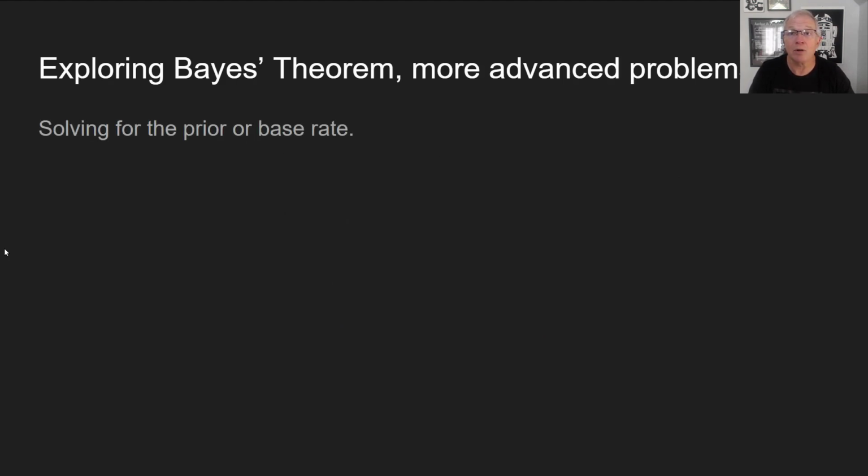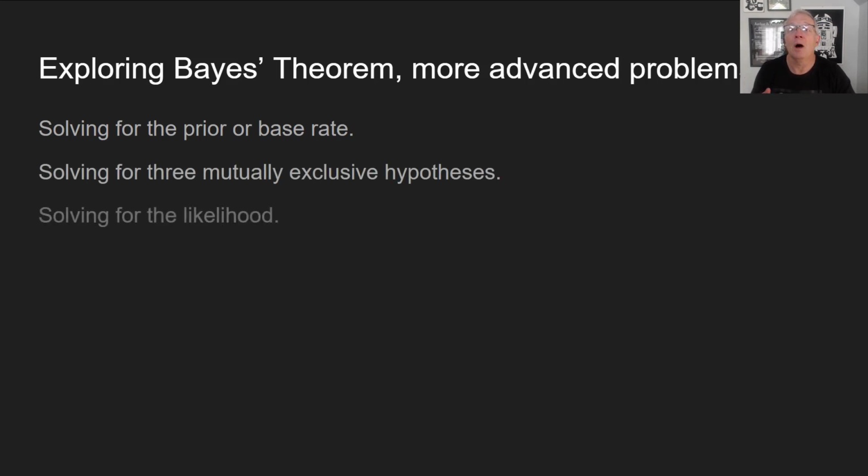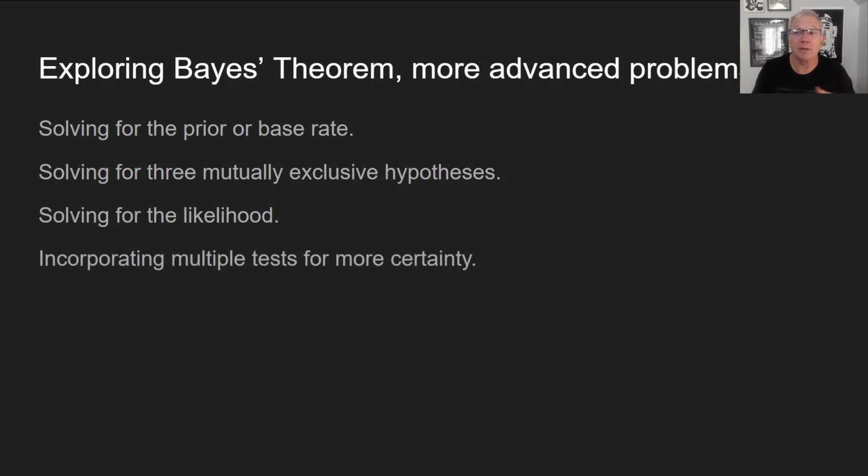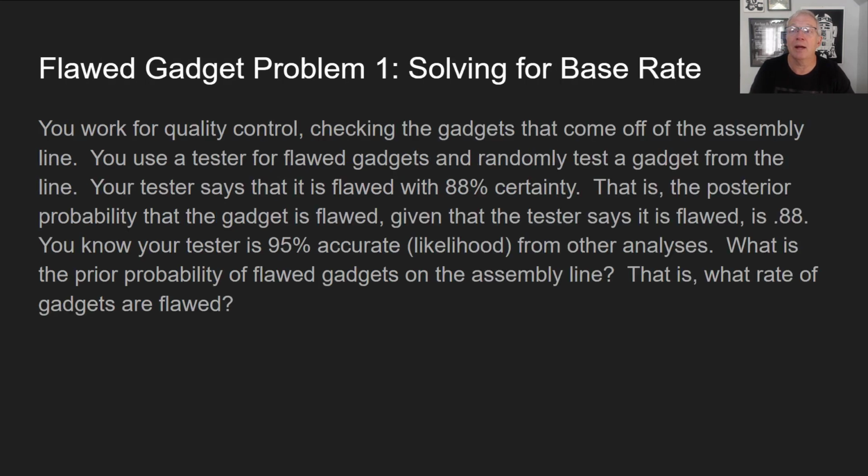Bayes' theorem. So we're going to talk about how to solve for the prior or the base rate to work backwards in some of these problems. We're going to talk about solving for three mutually exclusive hypotheses. We're going to talk about solving for the likelihood and incorporating multiple tests for more certainty. Now that's my plan for this lecture today. So here's a new kind of problem.